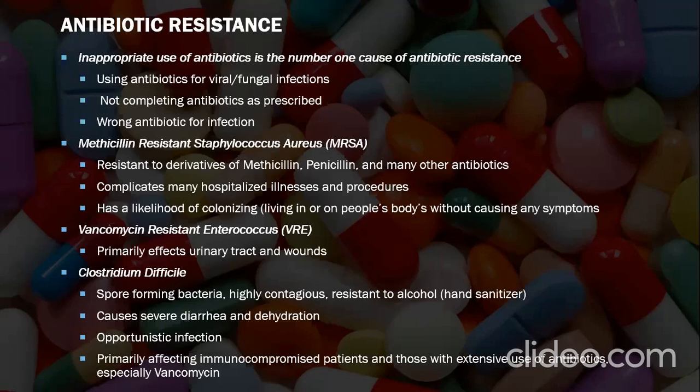Clostridium difficile, C. diff, the peeing out your butt disease, like you guys said. It is a spore forming bacteria. Spores are hard to kill. That is why you need to use bleach to clean those rooms, or you need to wash your hands with soap and water. C. diff is resistant to alcohol, which is in hand sanitizer. And it is, like I said, opportunistic.